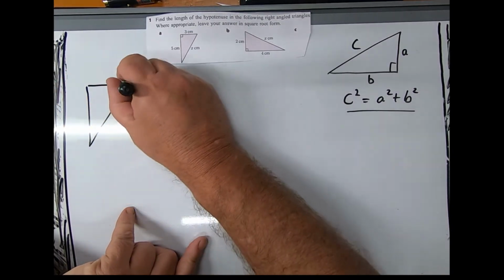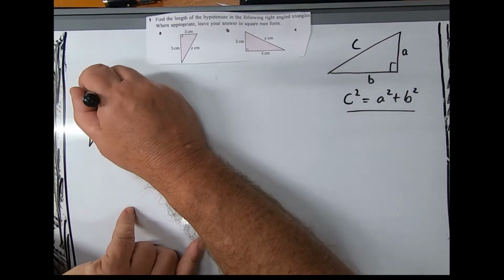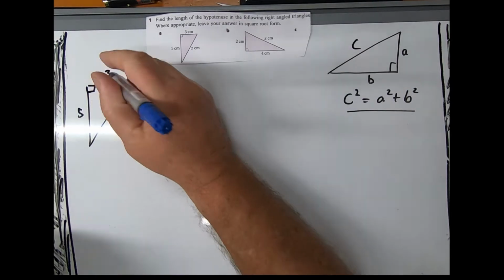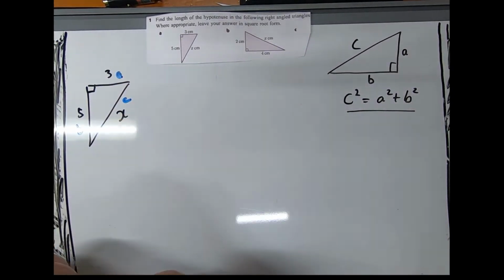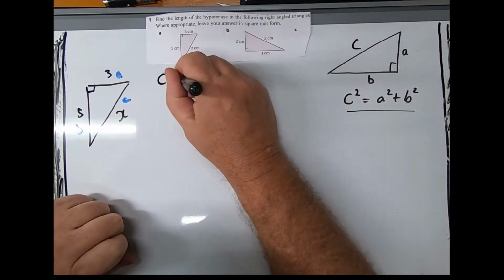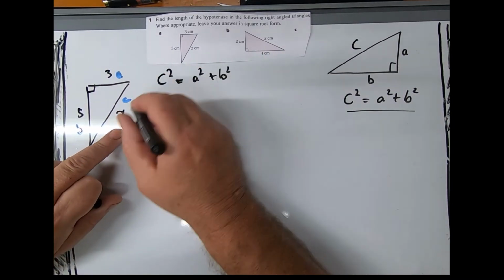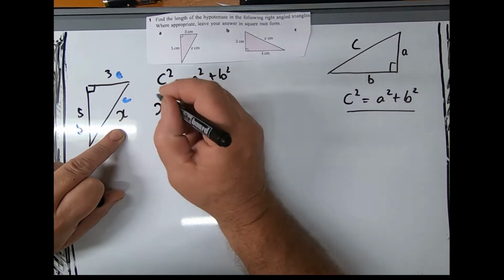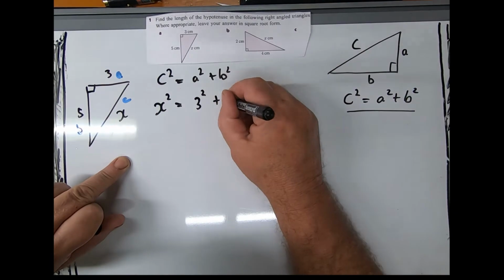So, with this diagram, x, 3, 5, I'm actually going to label this ABC. This is an A, a little B, and a C. So here is Pythagoras theorem. Now I'm going to put numbers and letters where they go. The C goes where the X is. Right, A was a 3 and B was a 5.